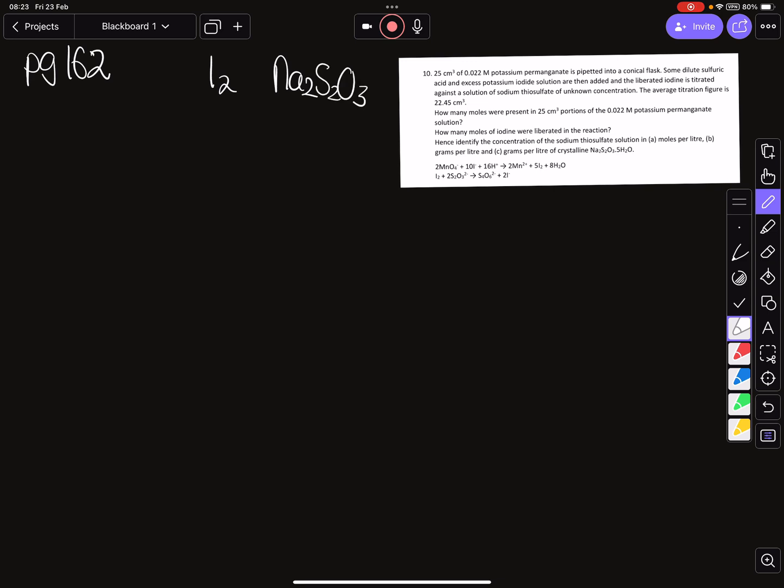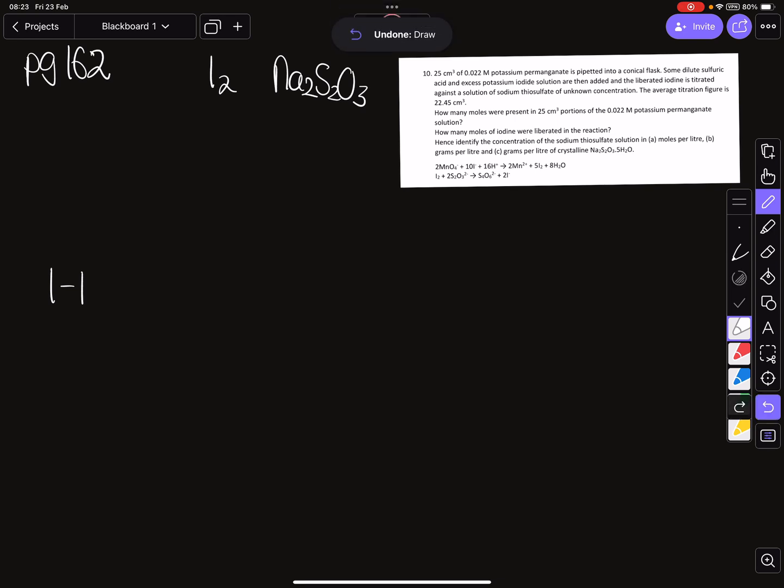if you can remember, iodine is a non-polar molecule. If you do the electronegativity difference, it is going to be equal to 0, and that suggests that it will not be soluble in water and will be soluble in organic solvent. Yet up here, we are doing it in water, in aqueous solution.